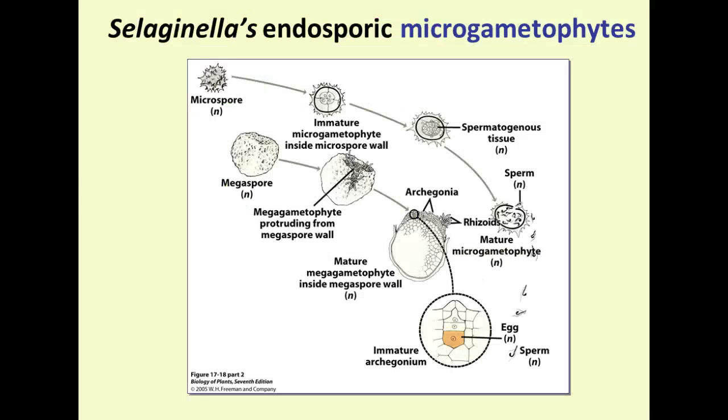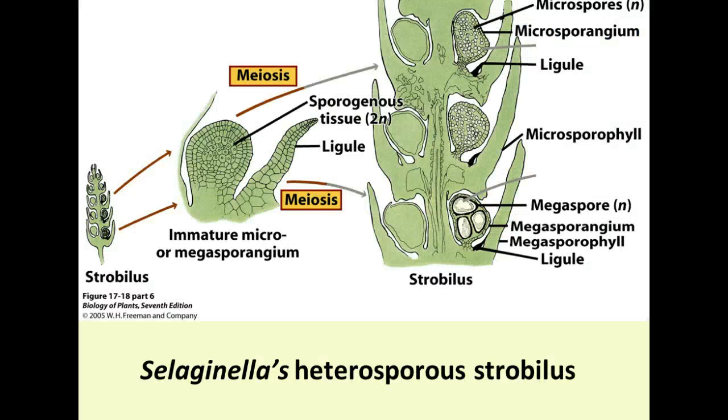Okay, so let's look at the endosporic microgametophytes. So here we have spermatogenous tissue, and within that spermatogenous tissue, you have the rupture and release of that sperm. Okay, whereas the female, all she does is kind of split open a little bit, and when she splits open, her archegonia are going to become available, and that's when she's going to get fertilized. Okay, so notice how that process takes place. And then you have, through meiosis, the generation of those different types of spores.